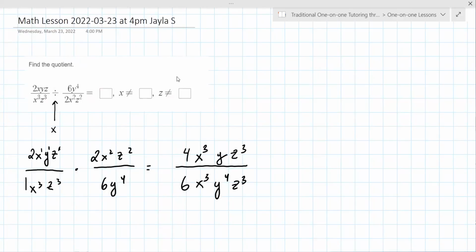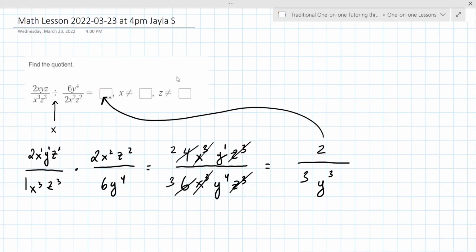All right, so from here, this is kind of the fun part. You cancel out stuff that divides. Do you see that there's the same number of x cubes in both cases? Oh yeah, okay, I remember how to do this now. Same thing with the z's, it cancels. For y, there's 1 up top, 4 on the bottom, so that means there's going to be 3 left over on the bottom. And then 4 and 6 divide by 2. So this is your final answer, and that's what they're looking for in this first box here.